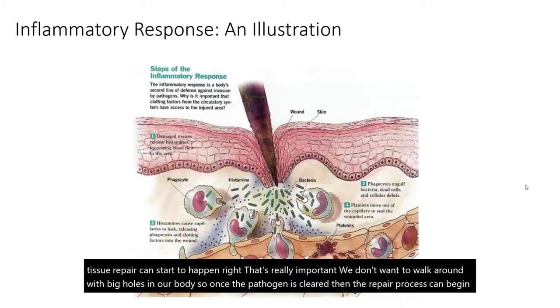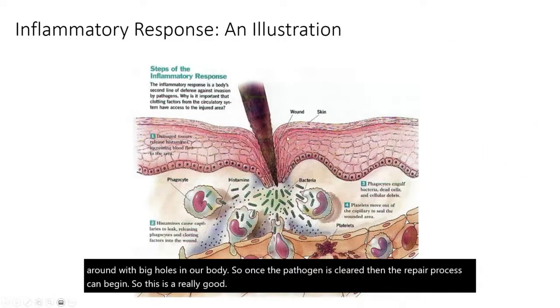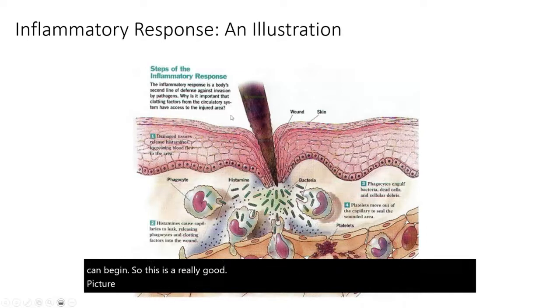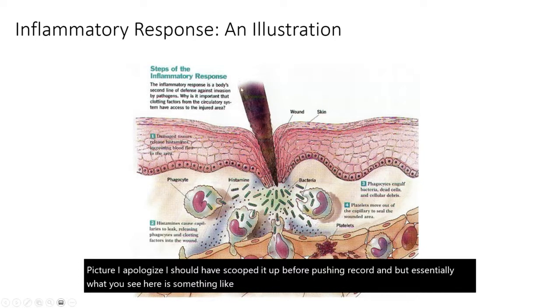So this is a really good picture. I apologize, I should have scooched it up before pushing record. But essentially, what you see here is something like a nail breaking the skin. Notice these mast cells here are, sorry, those aren't mast cells, where are they?